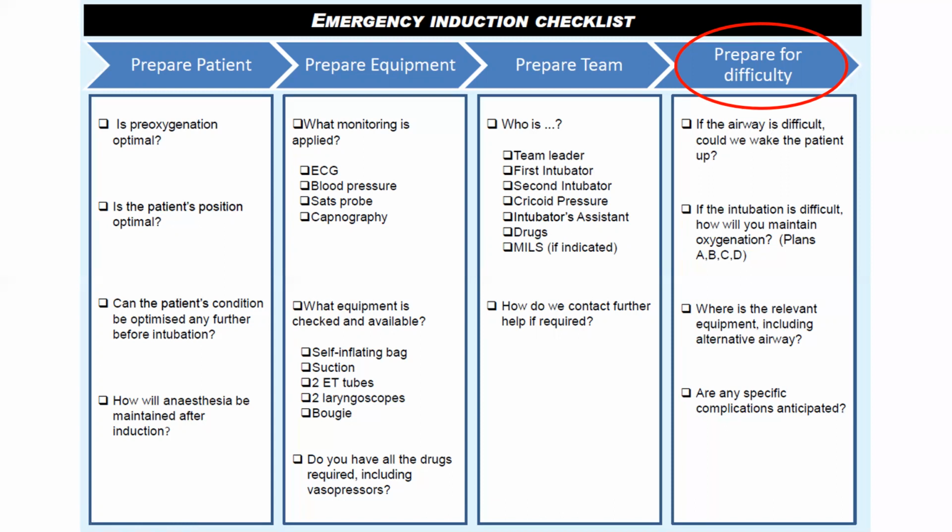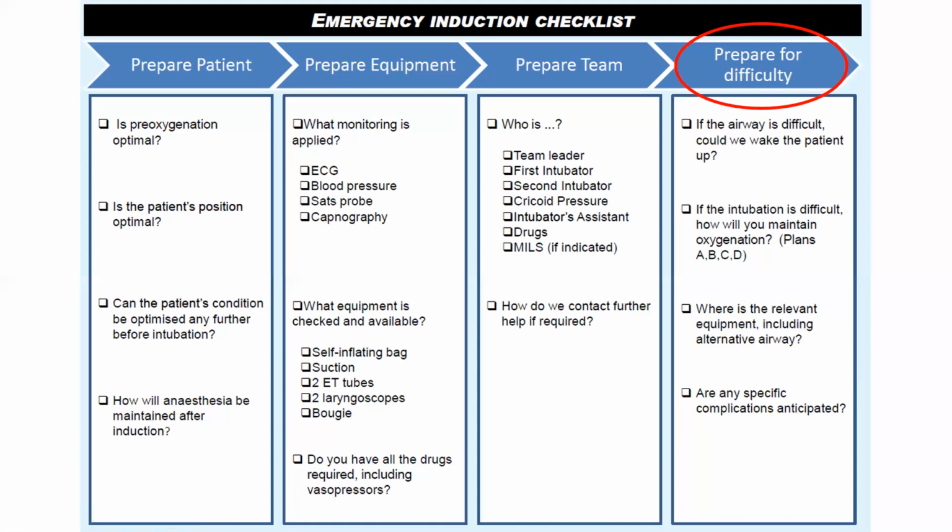If the intubation is difficult, do I have plans to maintain oxygenation? Do I have that equipment? Do I have that LMA? Do I have that bougie ready for me? And are there any specific complications that I can foresee with the patient, either based on their body habitus or based on their previous medical conditions that I'm aware of at the time of intubation?